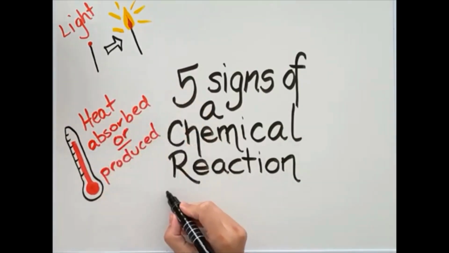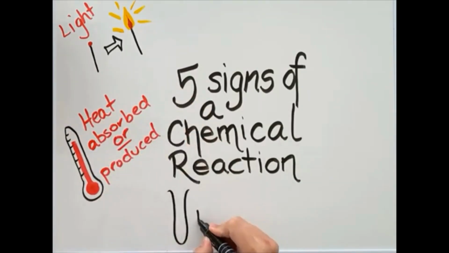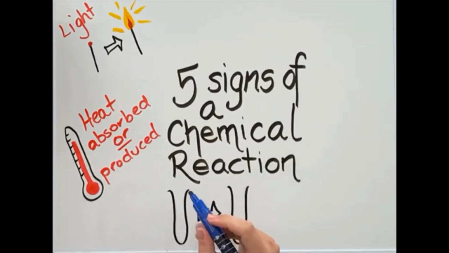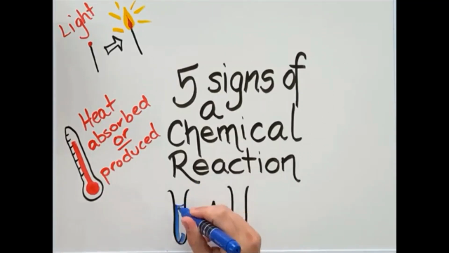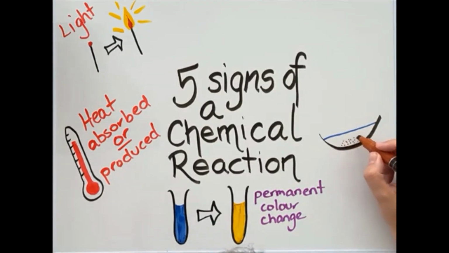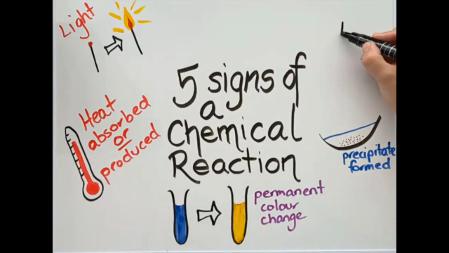Another way we can test to see if a chemical reaction took place is by observing color changes. Now the liquid can change from one color to another, for example from a blue color to a yellow color. Another way we can test if a chemical reaction took place is by observing to see whether or not the reaction produced any solids. Now we call these solids precipitate. If a precipitate is produced, then maybe a chemical reaction took place.